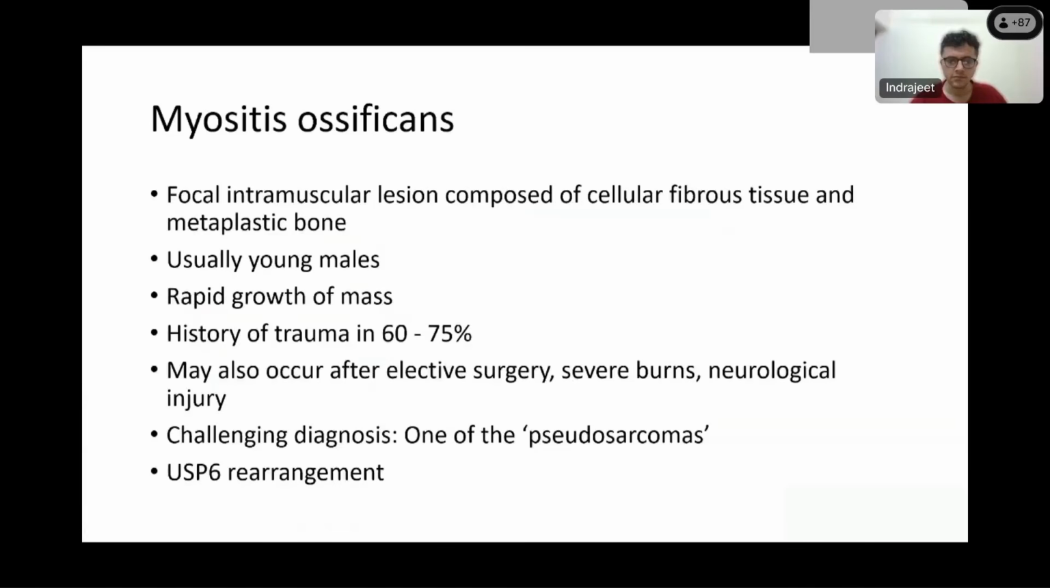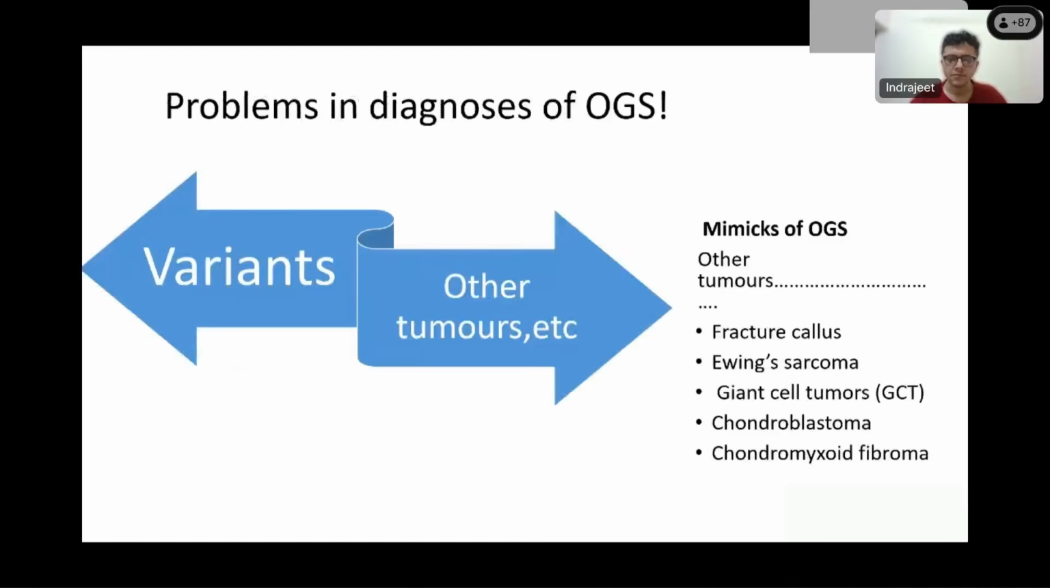It is a rapidly growing lesion. There can be a history of trauma. This can happen after even elective surgeries, burns, and also after neurological injuries as well. Diagnosis-wise, they are very challenging, especially in small biopsies. They can be easily mistaken as sarcomas. If not a bone sarcoma, if there is only a spindle cell component in the biopsy, you might just call it a spindle cell sarcoma. So it is a challenging diagnosis, and it features as one of the topmost examples of pseudosarcomas, myositis ossificans. This has a USP6 rearrangement.